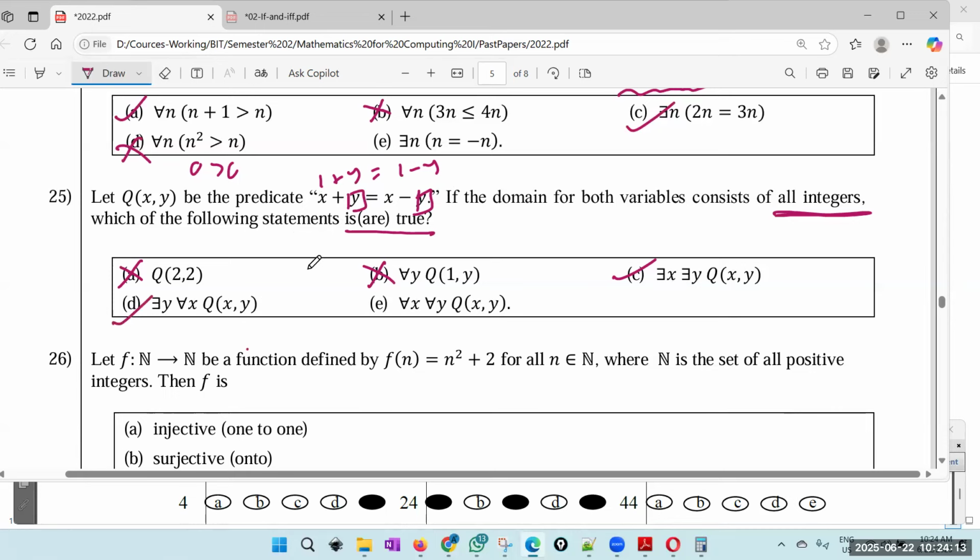When they talk about all, I try to find a contradiction; if it is exists, I try to find at least one possibility. Now this is for all x, for all y. I don't think this happens at all, because this is a very unlikely situation.